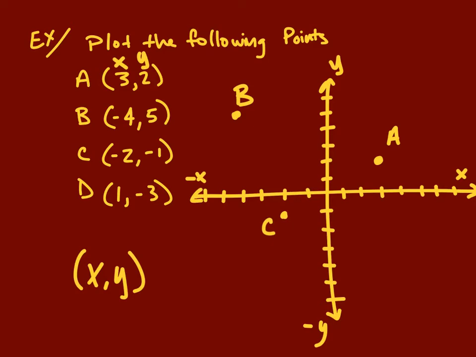Last, let's look at point D. This is the point 1, negative 3. So from the origin, I want to move over to the right 1, and then down 1, 2, 3. And that's going to be the location of point D. And that's all I'm doing.